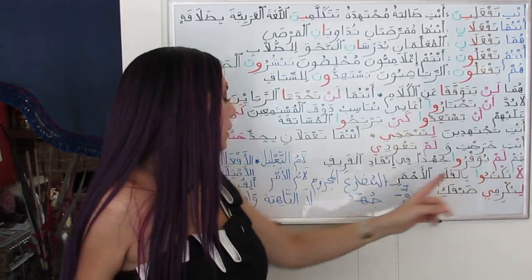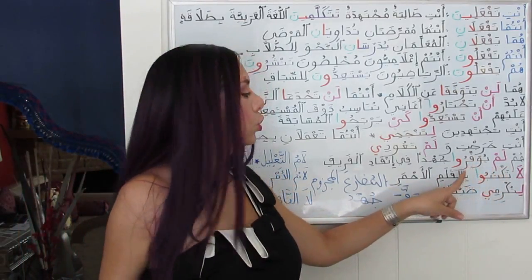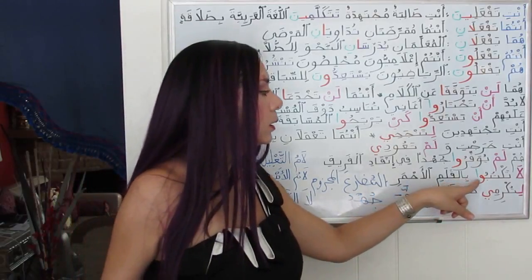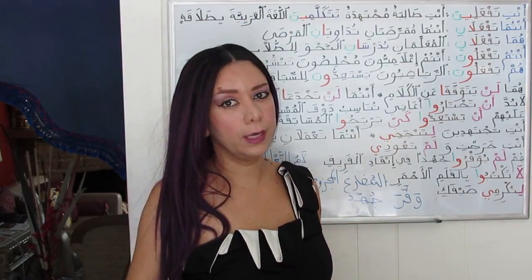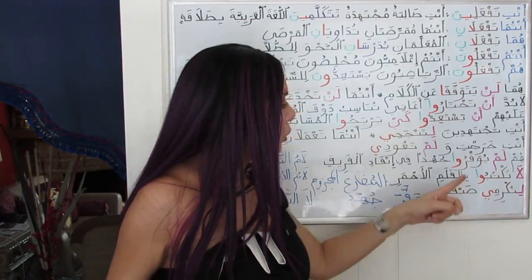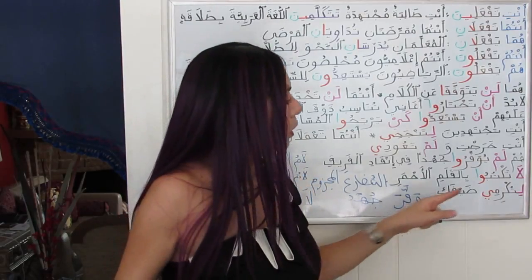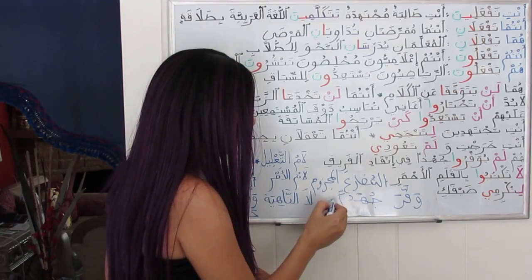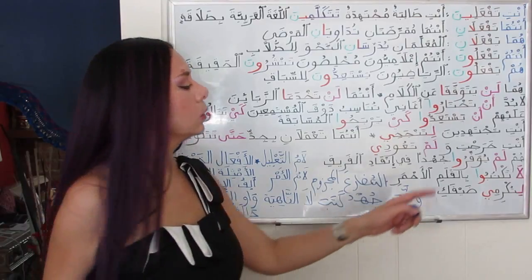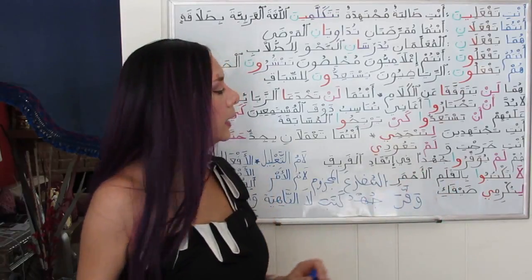لا الناهية, la of prohibition. لا تكتبوا بالقلم الأحمر, addressing the second person أنتم, plural masculine. لا تكتبوا. So this لا الناهية will put the following verb in the jussive mood. Do not write, from the verb كتب, to write. Do not write with بالقلم الأحمر, with a red pen. Alright?